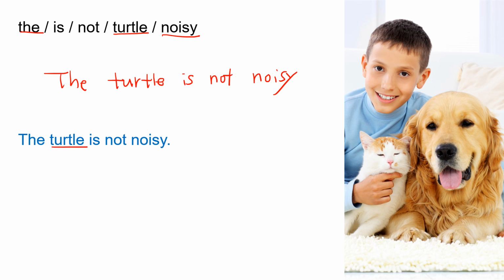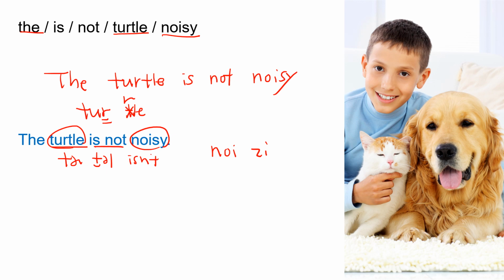So you can say turtle, but American people say turtle because after R, T sounds like R. So it sounds like turtle, turtle, and then isn't. Turtle isn't. And this one, be careful, this is noisy, noisy. The turtle is noisy. The turtle is not noisy. The turtle is not noisy.